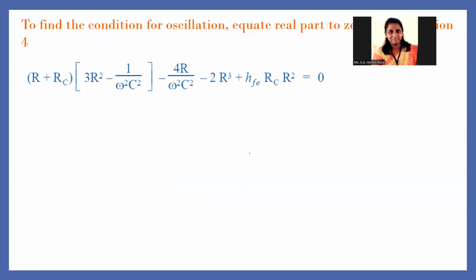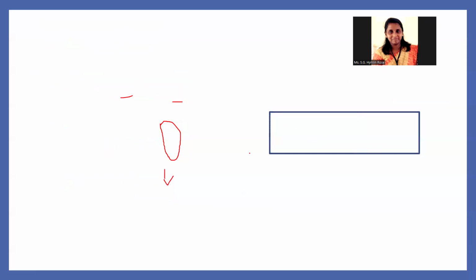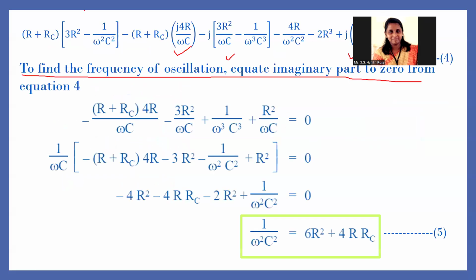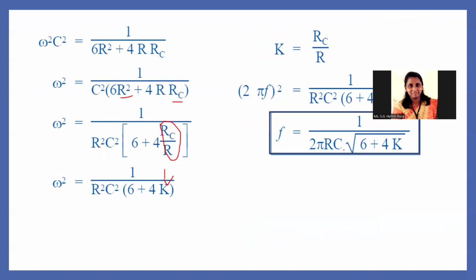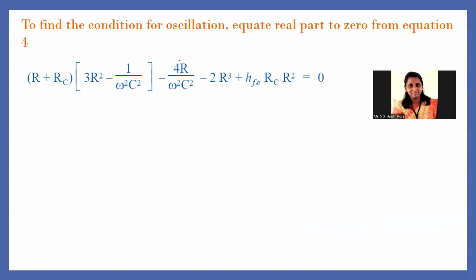For that, equate the real part to 0. So in this equation, you need to have the real part. This is your real part, this is your real part, this is your real part. Remaining terms are the imaginary parts. So take the real part alone to be equivalent to 0.